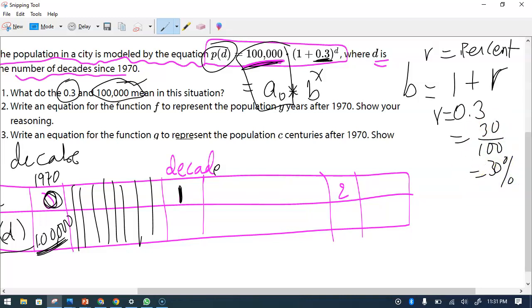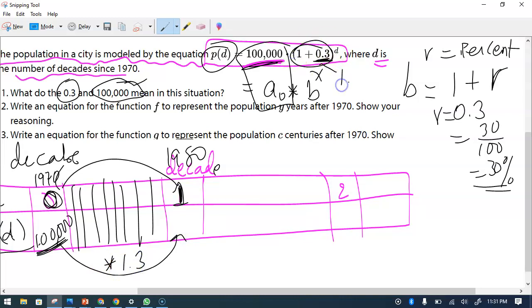That means the population is growing. What does this mean? From 1970 to 1980, in one decade, that means in 10 years, the B here, the factor, is 1.3, because you see this part, this is 1.3, and then the population grows by 30% every decade. So that's all that means.